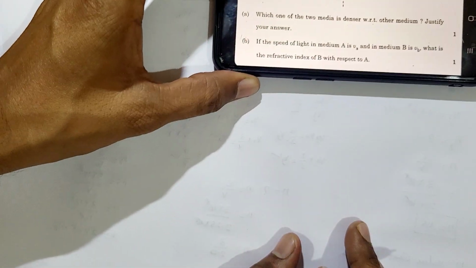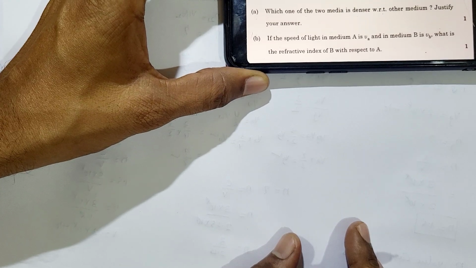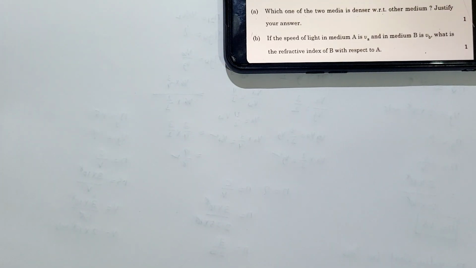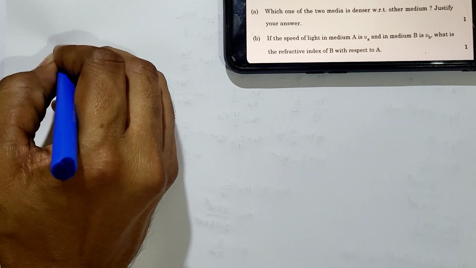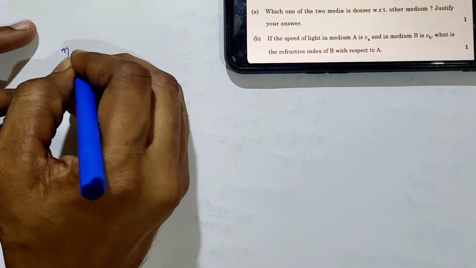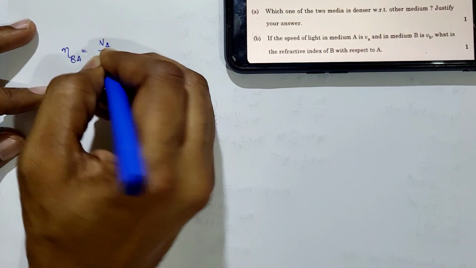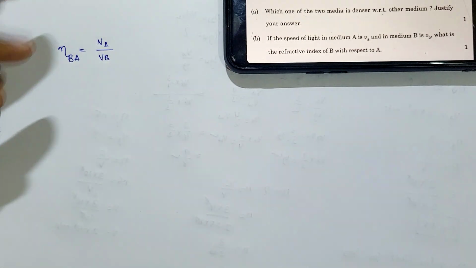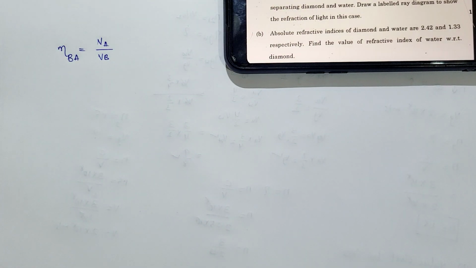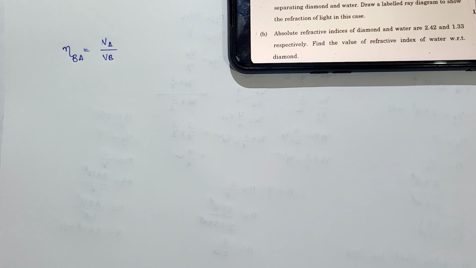The speed of light in medium A is VA and in medium B is VB. What is refractive index of B with respect to A? We have to find out refractive index of B with respect to A. It will be VA divided by VB. That much only. Next. Absolute refractive index of diamond and water is 2.42 and 1.33 respectively. Find the value of refractive index of water with respect to diamond.